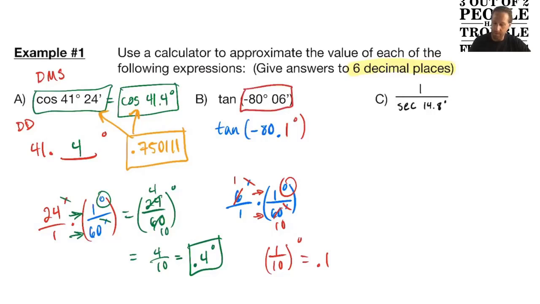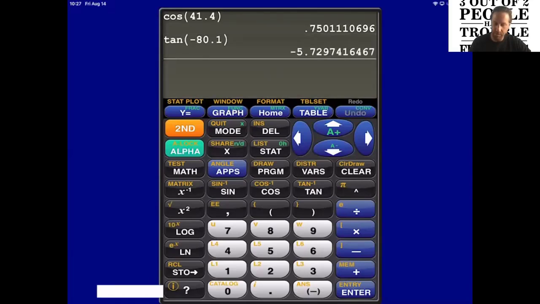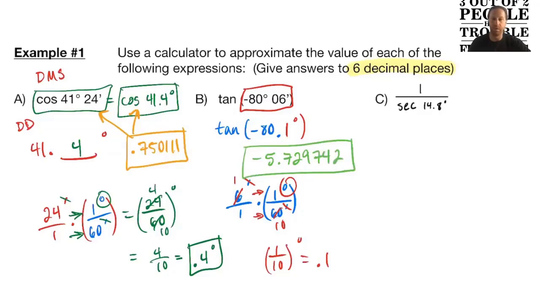So I will go to my calculator, making sure again that it's in degrees. I will hit tangent of -80.1 and then hit equals. Now don't hit the minus sign instead of the negative. And you can see we got -5.72974, and then we'd have to round that to a 2 will be our final answer there.